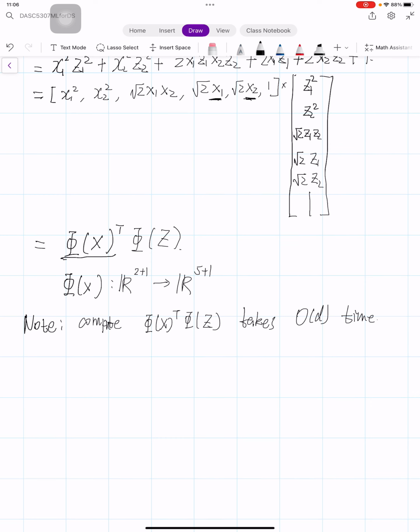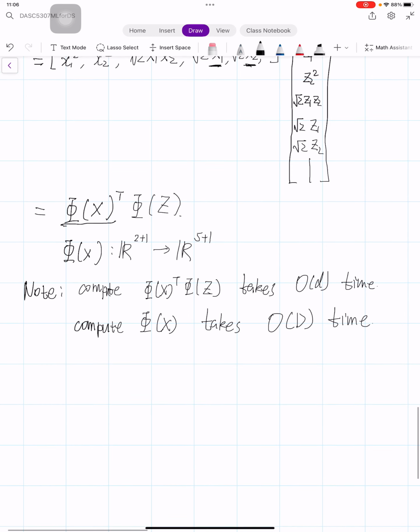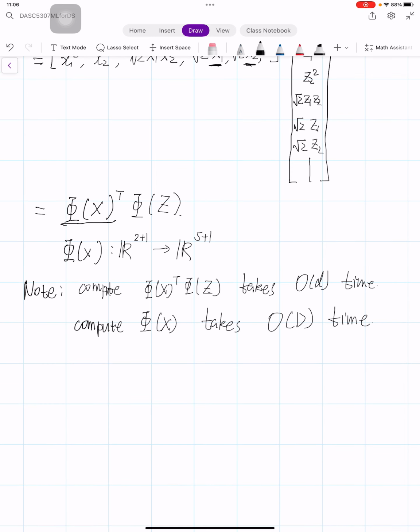However, computing phi x explicitly takes capital D time. Therefore, calculating the kernel directly takes much smaller time. This is called the kernel trick.